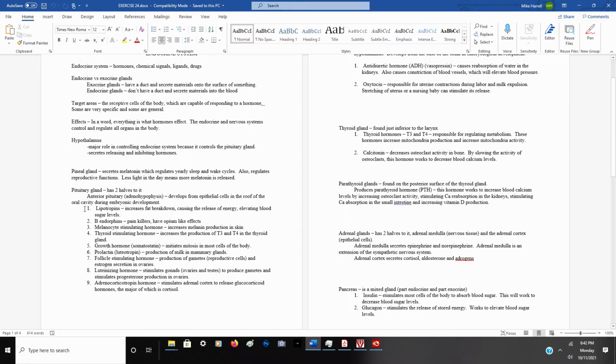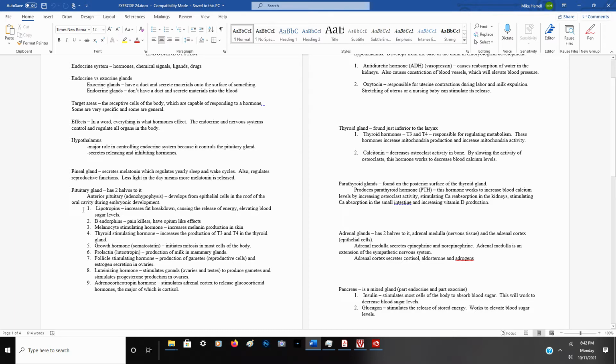Now look at these 9 major chemical signals, these hormones that come from that anterior pituitary. The first one right here being called lipotropins. I bet you can figure out by the first part of the name that it has something to do with lipids, and it does. Now what it targets specifically are adipocytes, the fat cells in the body, and it increases fat breakdown. In other words, releases stored energy.